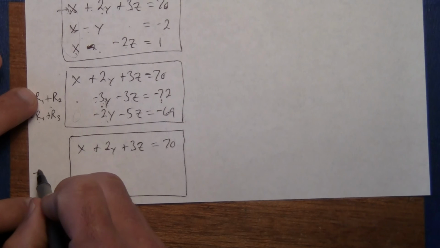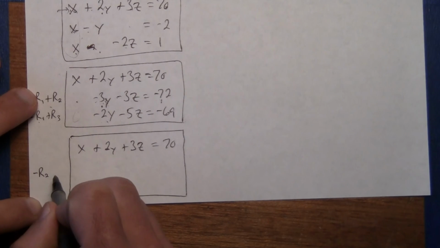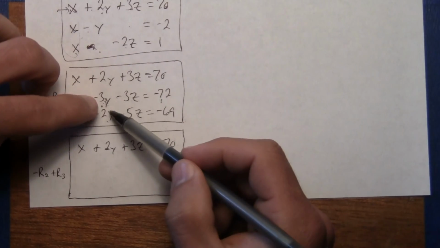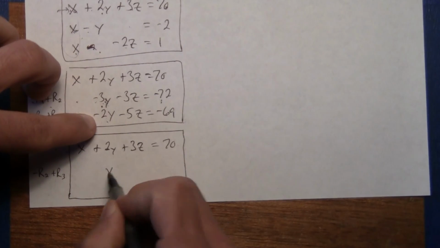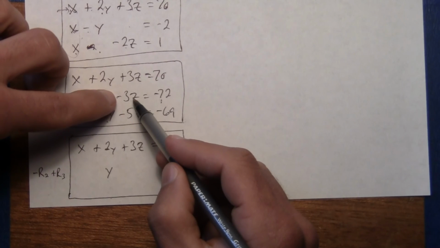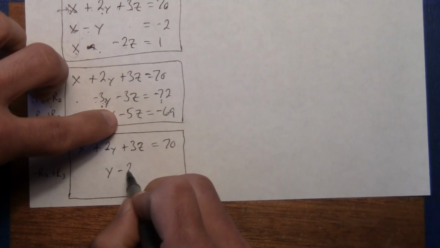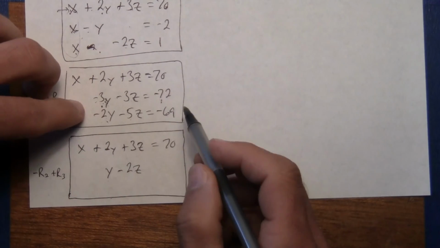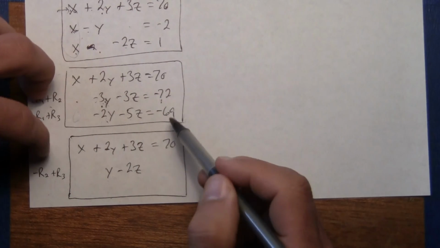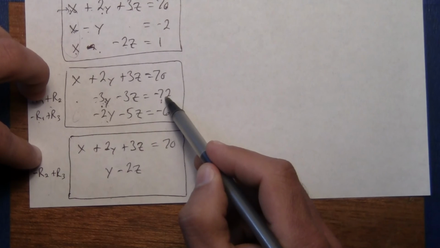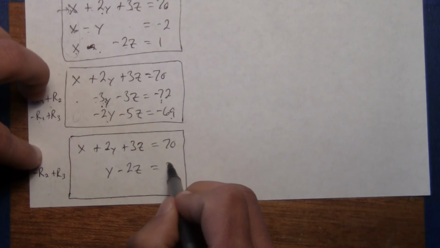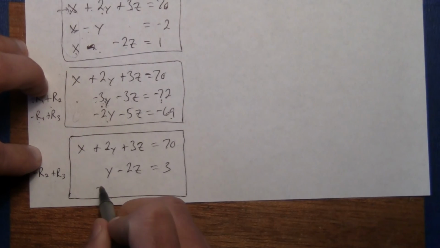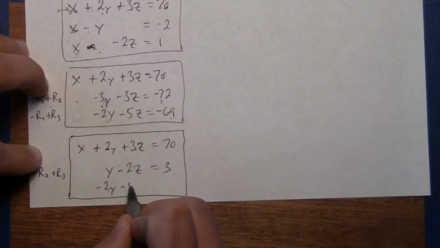So I'm going to multiply by negative 1. That's row 2. I'm doing that too. And then I'm going to add it to row 3. So that would become a positive 3 minus 2, or 1. That would become a positive 3 minus 5, or minus 2z. That would become, where am I at here? Oh, that would become a positive 72 minus 69, or 3. Alright, and then I'm just going to copy down the last equation.